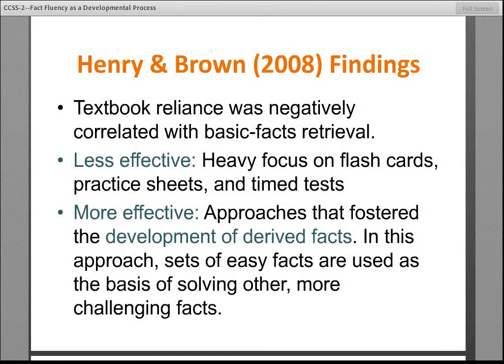Referring to flashcards, practice sheets, and timed tests, the authors say this, quote, "In fact, none of these ubiquitous practice activities was found to provide a substantial contribution to the memorization of fluency with facts. Perhaps the most startling finding for the teachers is that frequent use of timed tests seem to actually work against student memorization and basic facts competence," end quote.